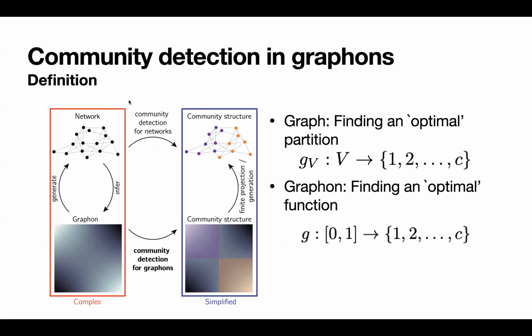So what is the definition of community detection in graphs and graphons in general? For a graph, it's finding an optimal partition from the set of vertices to the labeled communities. So we have discrete, non-overlapping communities, labeled from 1 to C. Now for a graphon, it is the equivalent problem, but it's finding an optimal function from [0,1] to discrete communities. Keep in mind that while the interval from 0 to 1 is continuous, the communities are still discrete.